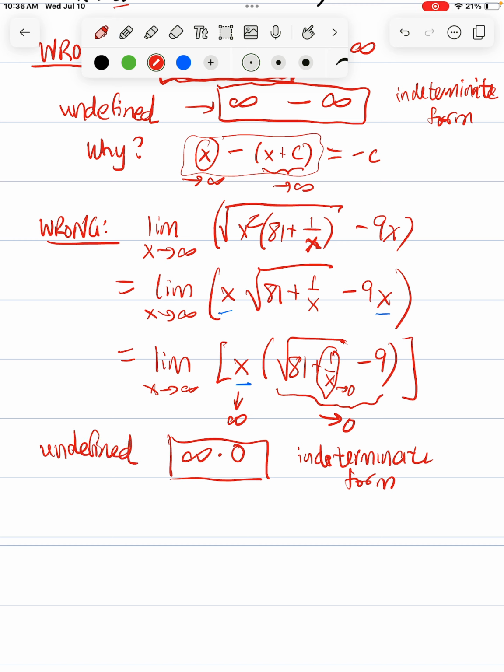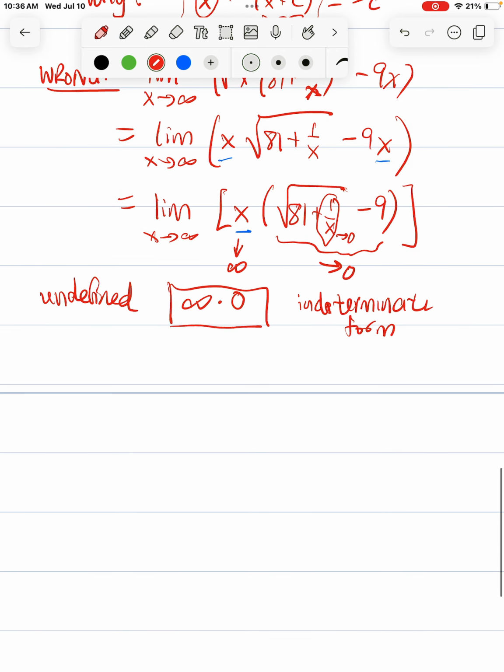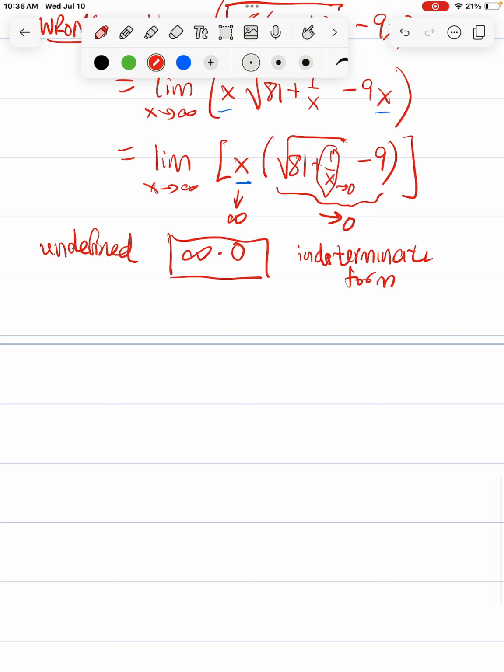And so you run into, well, not the exact same issue, but a similar issue that you get something that's undefined, and you can't figure out what the limit is by this method. So it's not even so much that the algebra is wrong. I mean, the algebra is correct. It's just that this approach doesn't help you get the answer. Okay, why is this undefined? And again, this is something that you see more later when you learn about L'Hopital's rule.